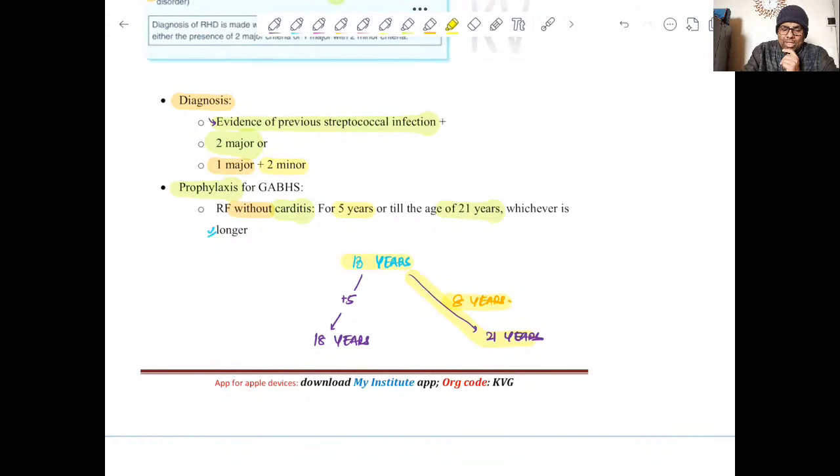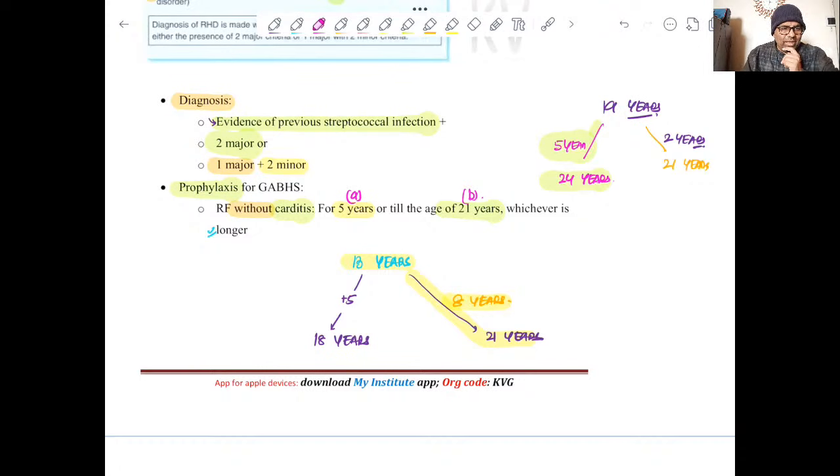approach for this. Now take another case of say 19 years. Now if you give for 5 years, you will continue the treatment for 24 years. Now if you follow the concept of 21 years, now here you are giving the treatment only for 2 years. So which one is longer? Obviously this one is longer. So we will go for this approach here. So there are 2 ways, either for next 5 years or till the age of 21 years, and choose the course which one is longer.